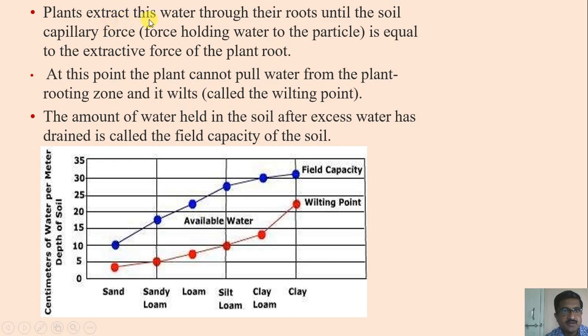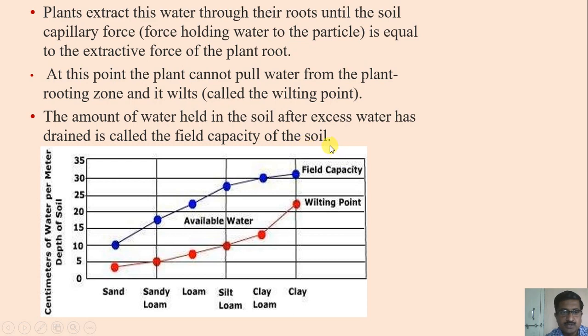Plants extract this water through their roots until the soil capillary force, that is the force holding the water to the particle, is equal to the extractive force of the plant root. At this point, the plant cannot pull water from the plant rooting zone and it wilts, called the wilting point. The amount of water held in the soil after excess water has drained is called the field capacity of the soil.